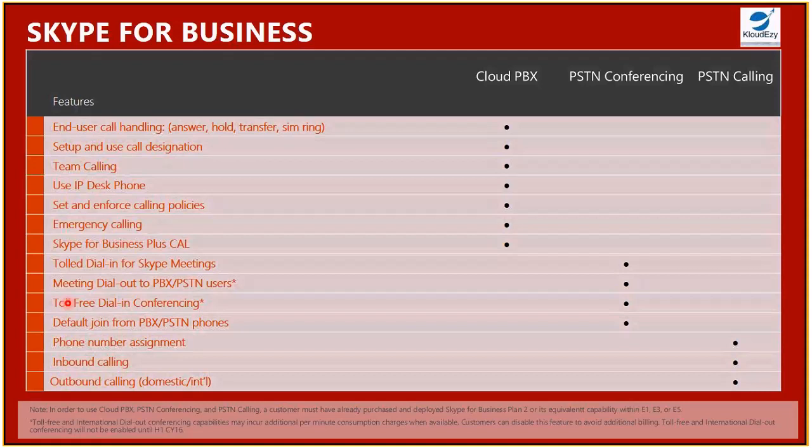Like if you want, you can call a mobile phone or a landline from your Skype for Business if you're going for PSTN conferencing. And if you have a PSTN conferencing facility, you can also use it to go for dial-in conferencing. Okay, and PSTN calling is also available for outgoing calling, domestic and international.